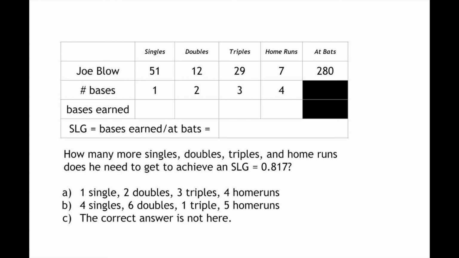Now, here's the cool part about this. You're given the answers. All you've got to do is add those answers to what you already have and see if it adds up to above 0.817. So, A, 1 single, 2 doubles, 3 triples, and 4 home runs. So, let's see. 51 plus 1 is 52. 12 plus 2 is 14. 29 plus 3 is 32. And 7 plus 4 is 11. All right, that's A.